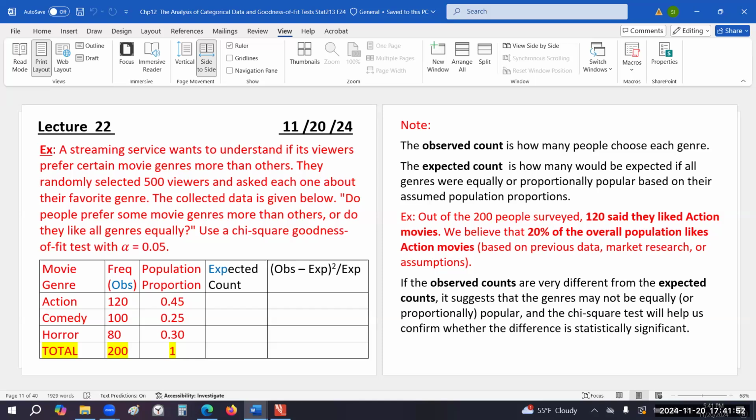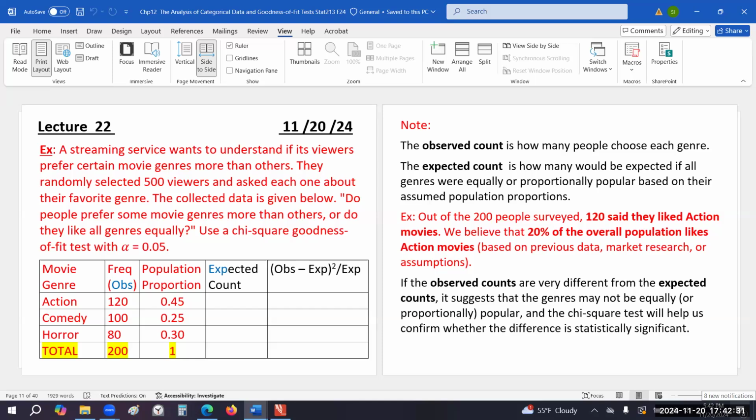Now, if the observed counts are very different from the expected counts, it suggests that the genres may not be equally popular. And the chi-square test will help us confirm whether the difference is statistically significant or not. We see that they are different, but we want to know: is the difference we see with our eyes statistically significant, or is it just not so visible?